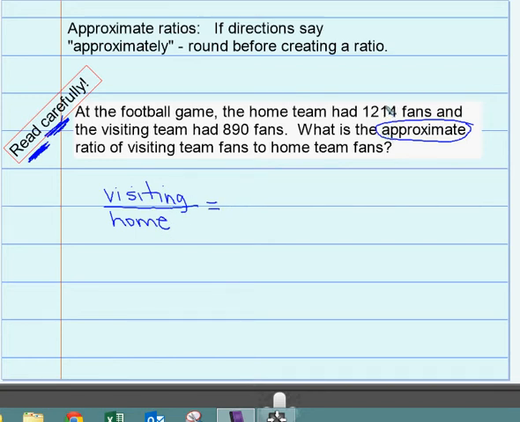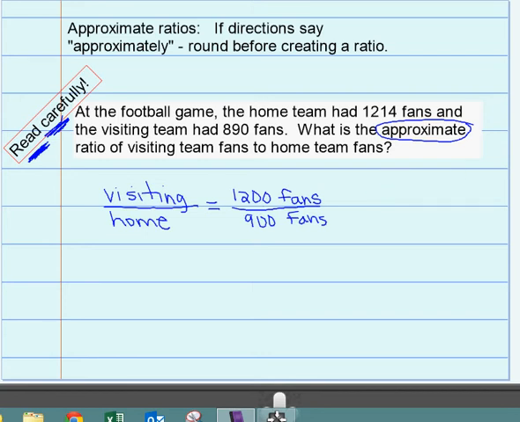So the visiting team to the home team, and I need approximate. So I'm going to round to some number that makes sense, that I can reduce easily, and is going to have some factor in common with the other numbers. So if I take a look at these two, I can see that 1214 is pretty close to 1200 fans. And then the visiting team, 890 is close to 900. If I can reduce anything, I will, and if I can't, then maybe I need to round to a different number.